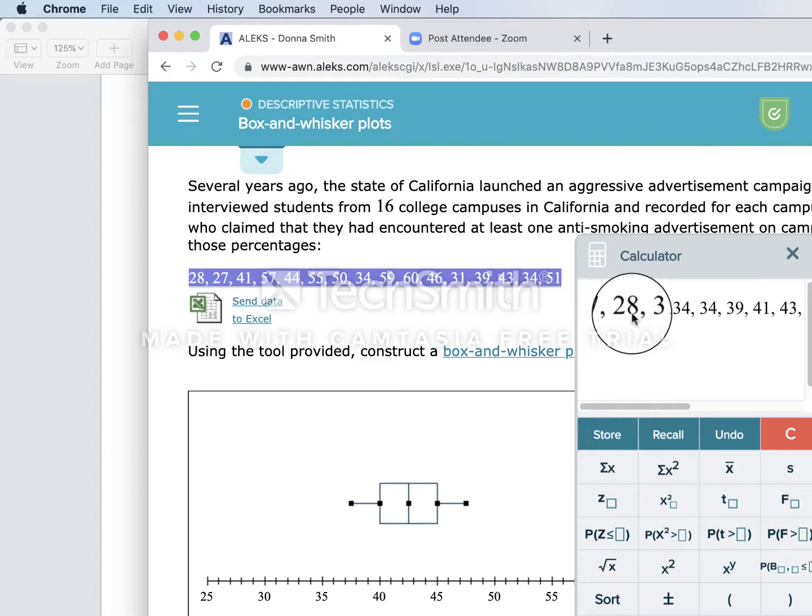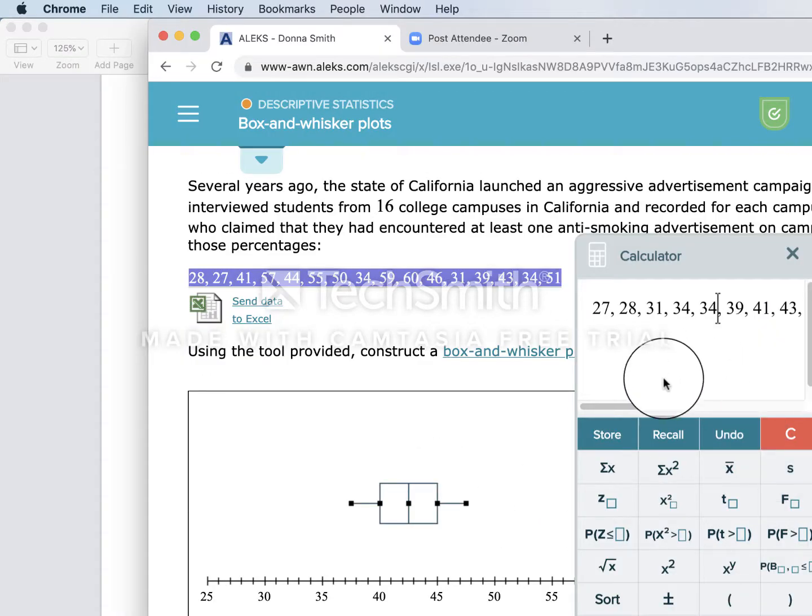So I'm going to go 1, 2, 3, 4. So that's the 4th data value. And the 5th data value is also 34, so the average will be 34. So I know that my first quartile is going to be 34. That's the average of the 4th and 5th data value.